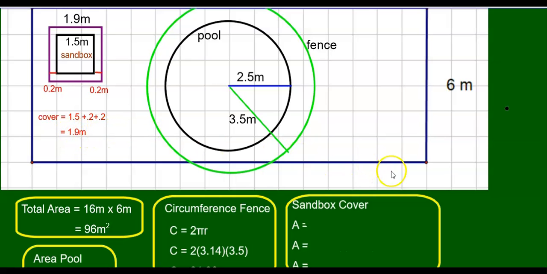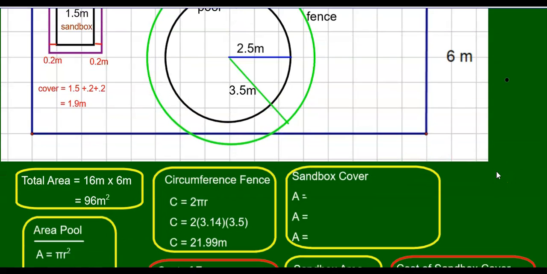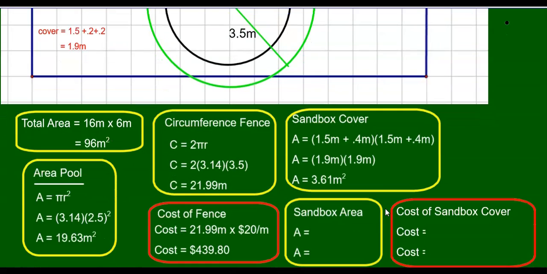So the sandbox cover, the area of the sandbox cover, is going to be 1.9 times 1.9. So you added the 0.4 on each side, right? 0.4 on each side. So it's 1.9 times 1.9. So the area of the cover is 3.61 meters squared. So that means that the cost of the cover is 3.61 times 12.49, and the cost is $45.09.